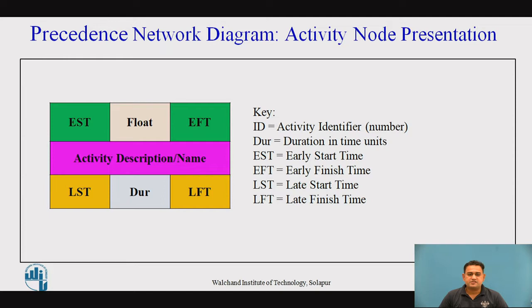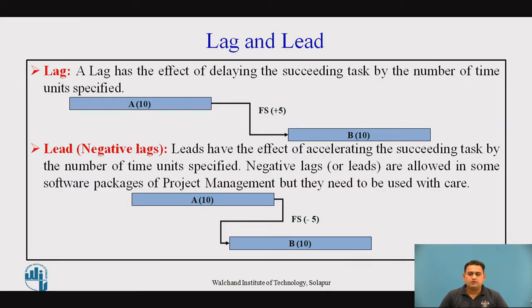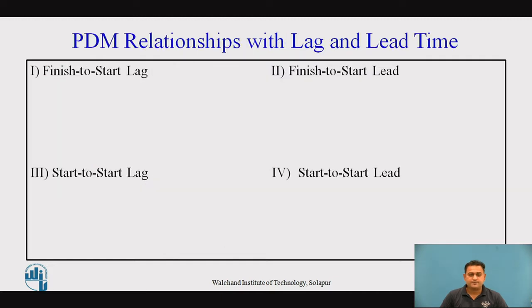This is a typical representation of the activity in the precedence network diagram. This is a lag and the lead. What is a lag? Lag has an effect of delaying the succeeding task, or you can say activity, by the specified unit duration. And the lead. Lead is also called a negative lag. The lead has the effect of accelerating the succeeding task or the activity by the specified duration or time. And negative lags have to be used properly in the overall network.